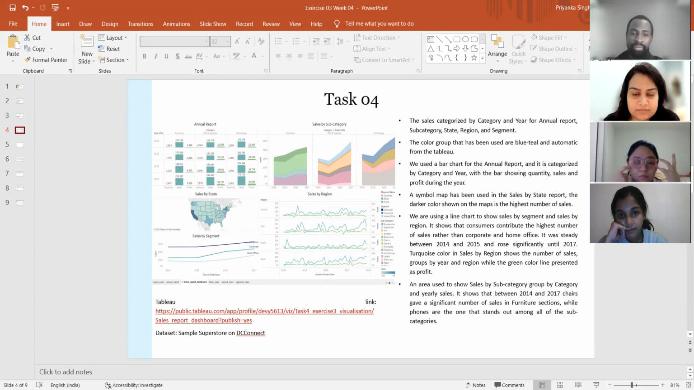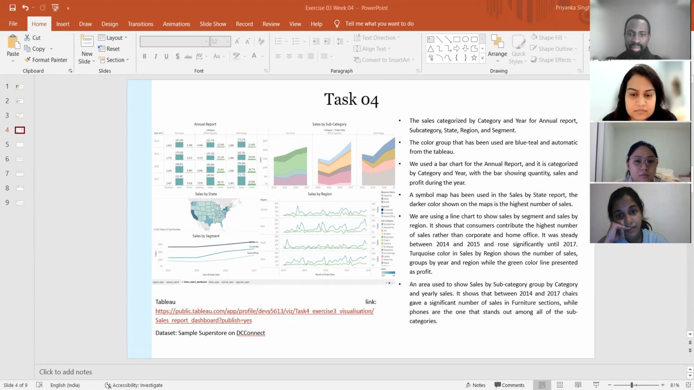For our task 4, we got a new data set, and we tried to visualize the data set based on the features we could find on the data set. First of all, the color group that has been used is blue and automatic from Tableau. We used a bar chart for the annual reports. It was categorized by category and year, with the bar showing quantity, sales, and profit during the year. So the annual report shows sales by report based on the different years, and shows which category has more sales and which category has more profits.